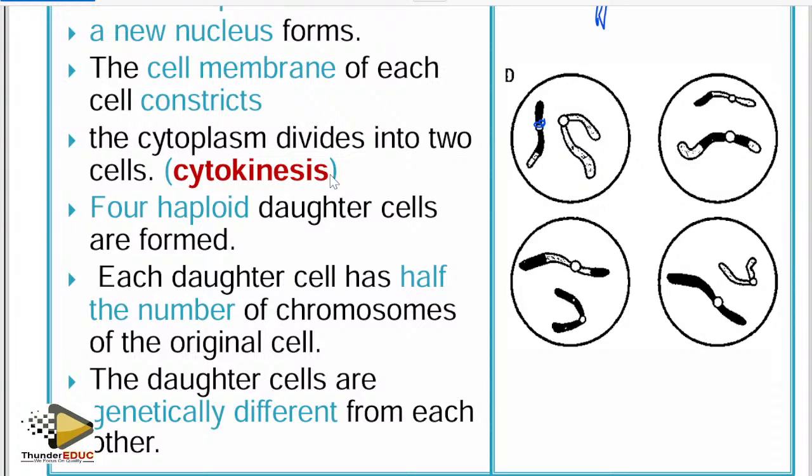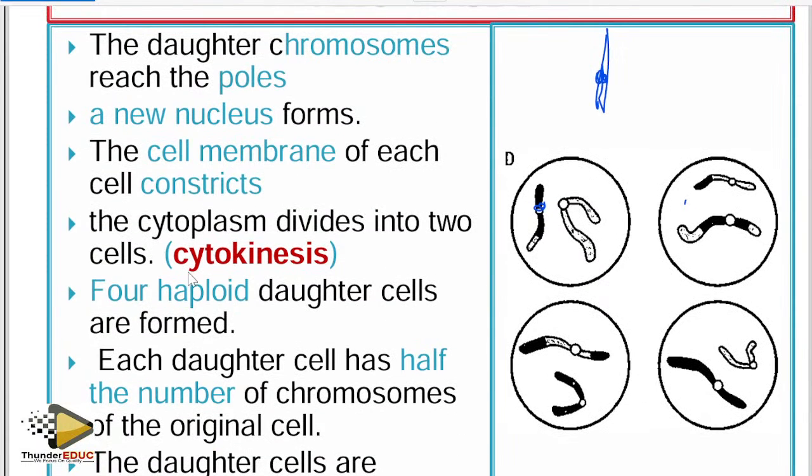And then the nuclear membrane reappears, and the cell membrane divides with the cytoplasm, which is called cytokinesis. The number of chromosomes is maintained, whereby you started with 4, you went to 2 in meiosis 1. In meiosis 2, the 2 are kept, the number is kept. That's why meiosis 2 is not called reduction division.